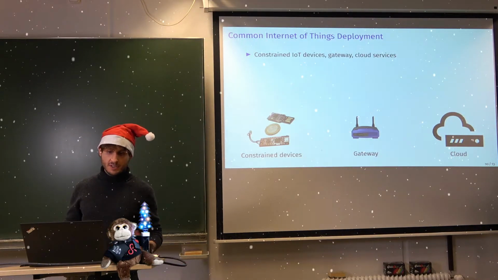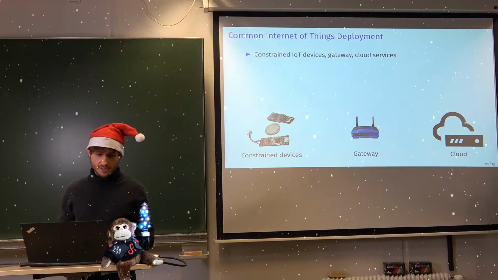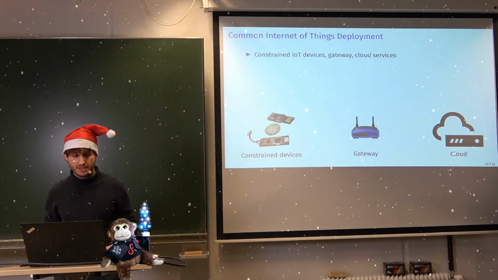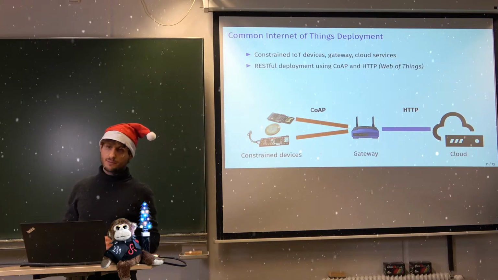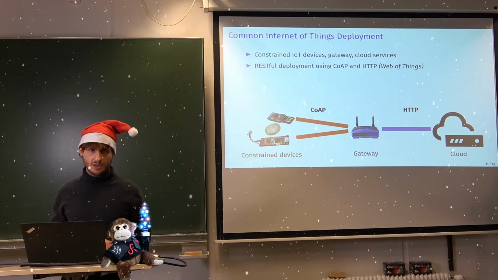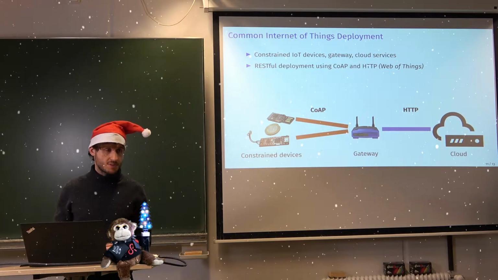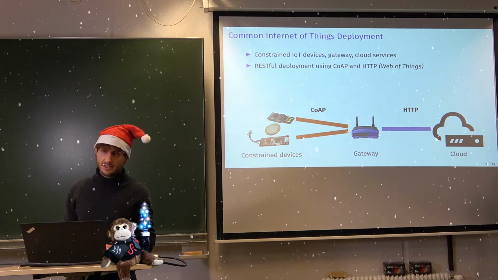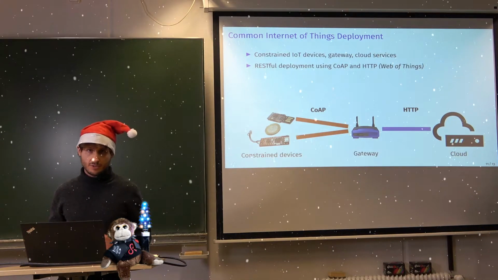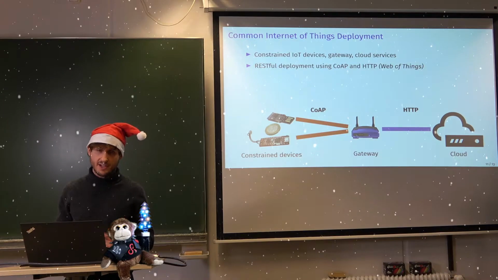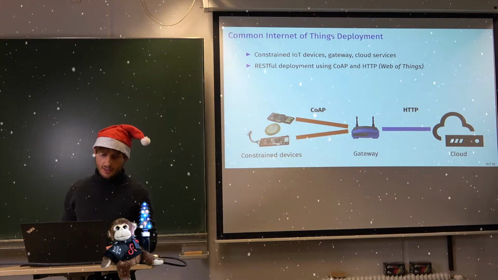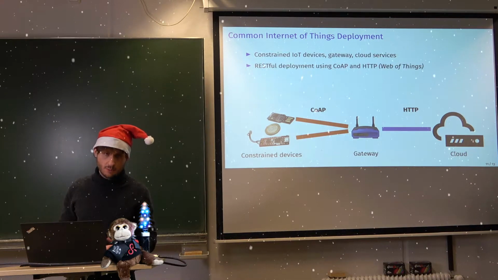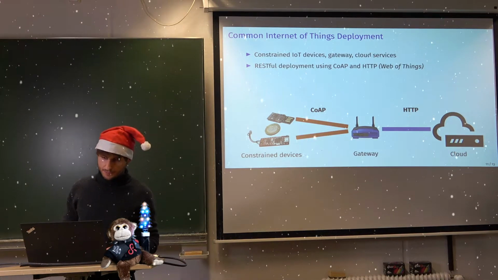And the typical IoT deployment looks like this. We have constrained IoT devices, we have a gateway, and we have a cloud service on the other side. Usually on the side between cloud and gateway, we use HTTP atop of TCP for the communication. And on the IoT side, we have the IETF envisioned CoAP network stack, with the application layer protocol CoAP, which runs on top of UDP.